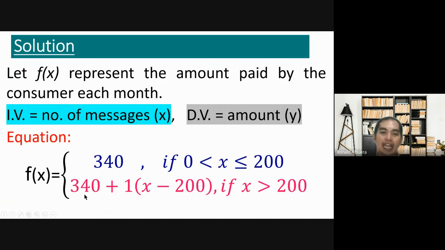So ang gagawin mo, ang magiging formula natin ay 340 pesos plus 1 peso for every lampas sa 200. Alam ba, 201, kaya we have here x minus 200. 201 minus 200 is 1. So 1 message times 1 is 1 peso plus 340 is 341. Ganon yon. So ito yung domain natin if x is greater than 200. So this is now the mathematical model or the equation.